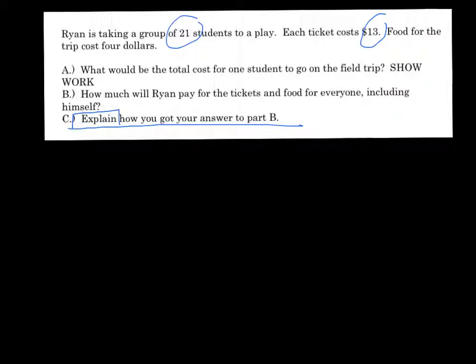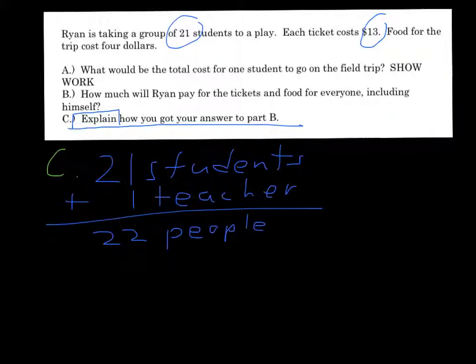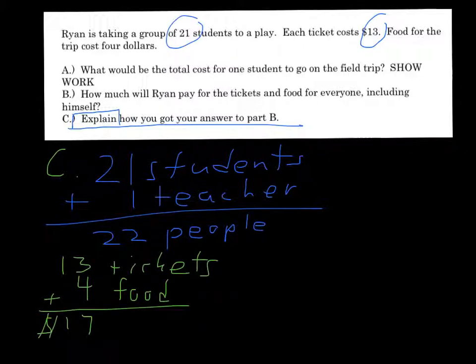Now let's look at C. Explain how you got your answer to part B. First, I'm going to make a quick outline of the process I went through in order to get my explanation. There were 21 students that went on the field trip and 1 teacher. That makes a total of 22 people going on the field trip. Next, I know that tickets cost $13 for each person and food costs $4 for each person, so I added those together to get a sum of $17.